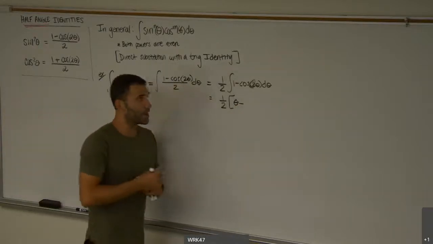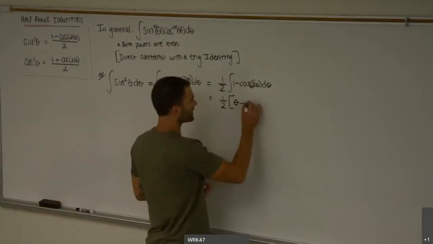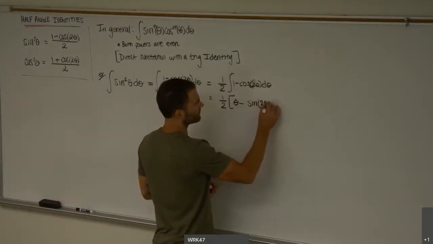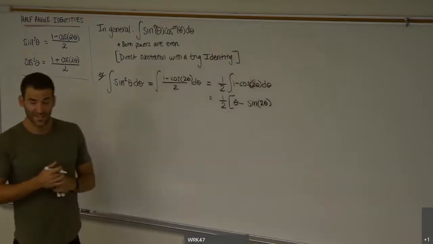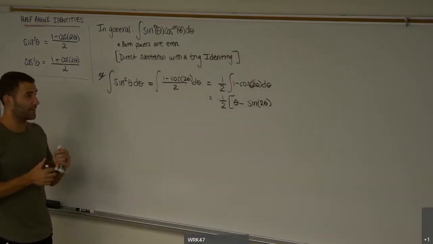Minus the antiderivative of cosine. Remember, this is just a single power of cosine. The antiderivative of cosine is sine. So we get sine of 2 theta. Well, since it's not just cosine of theta, but rather cosine of 2 theta, we do have to be a little bit careful of the chain rule.